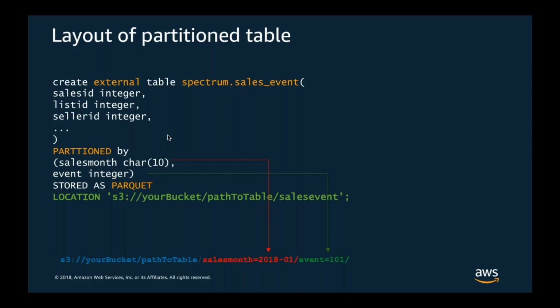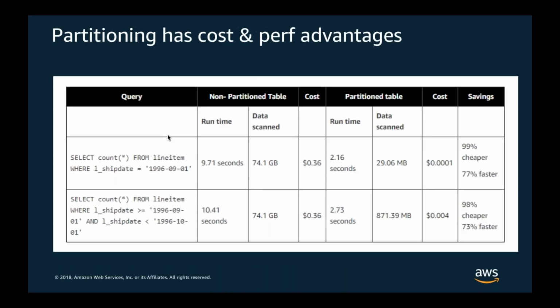Now, what is the effect of this? When I fire a query on a non-partitioned table, again, it's going to scan the entire data set, right? The first example there, where it scans 74 GB of data, and it costs you 36 cents.